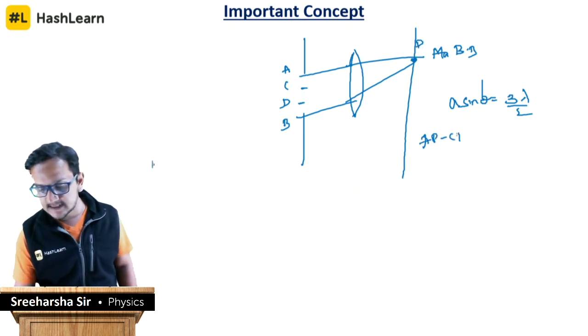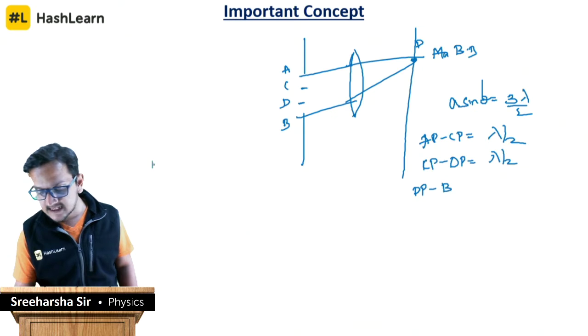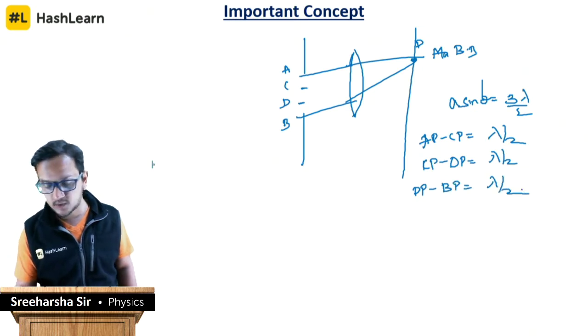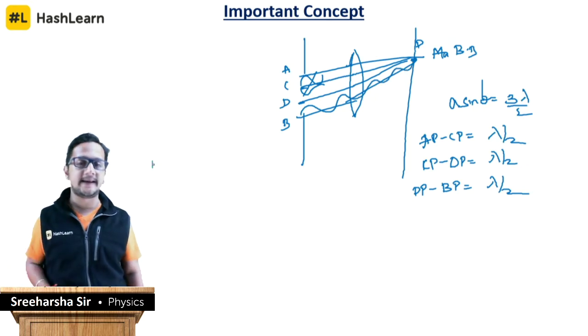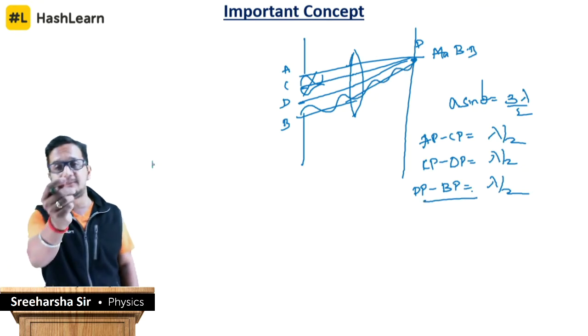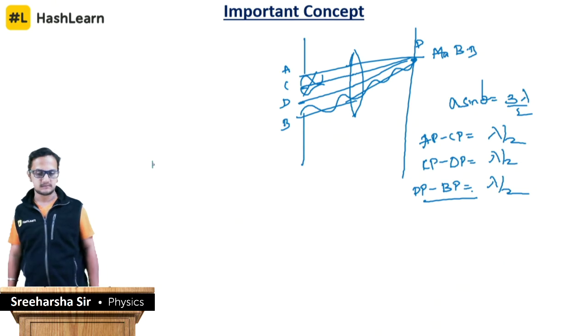So AP minus CP equals lambda by 2. CP minus DP is equal to lambda by 2. DP minus BP is equal to lambda by 2. So this is the first wave it reaches, second wave it reaches, crest, trough. So they get cancelled out, and this one wave will reach the point P. So there will be a minimum amount of brightness.